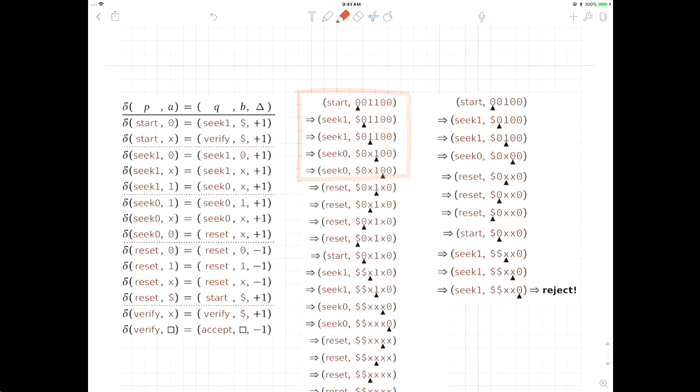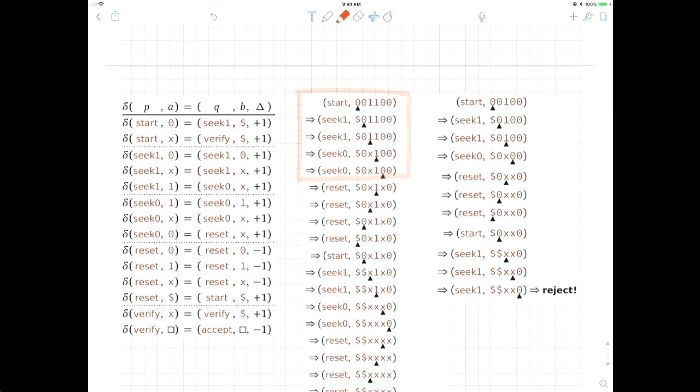I'm going to mark the first 0 with a $ sign, the first 1 with an X, and the first 0 in the second run with an X. Then I back up. I hit the $ sign. That tells me I'm at the beginning of the string. This is the part where I've already processed.